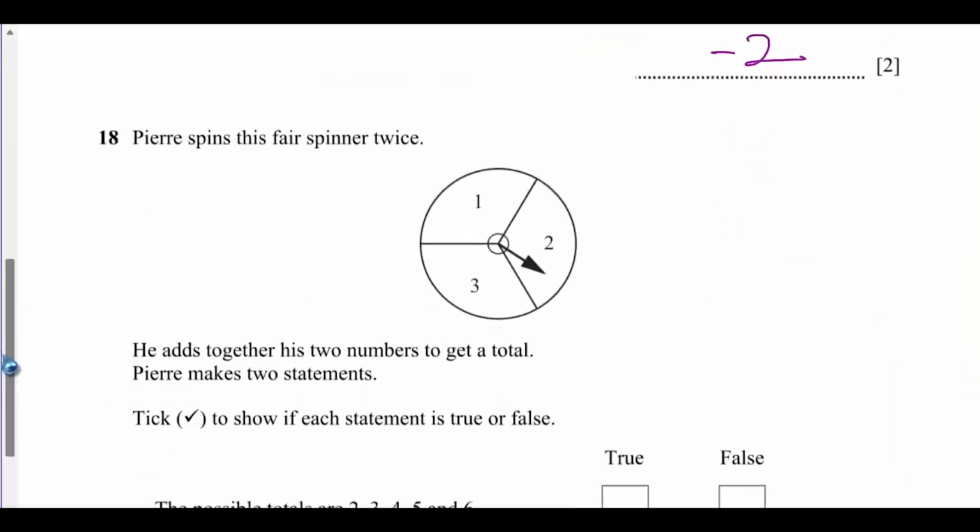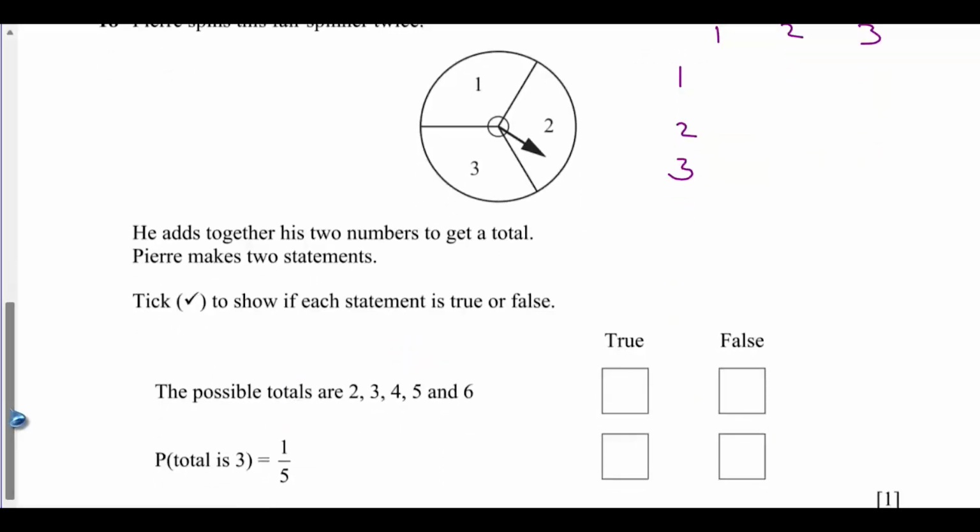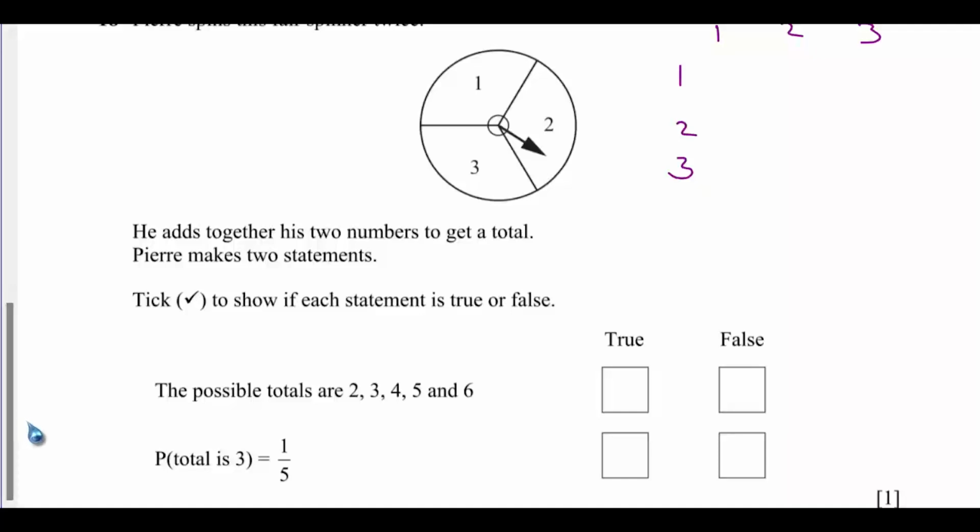Number 18. Pierre spins this spinner twice. Okay, so that means we're going to have 1, 2, 3. You have 1, 2, 3. So he adds together his two numbers to get a total. Pierre makes two statements. Tick to show if each statement is true or false. So the possible totals are 2, 3, 4, 5, and 6.